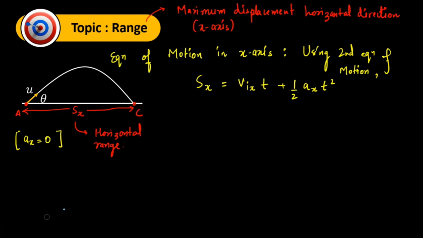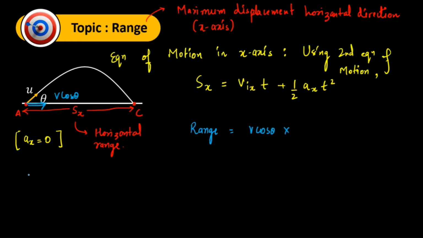If we substitute the values here, Sx can be written as range, which is equal to the initial velocity in x-axis, that is the horizontal component, which is supposed to be v cos theta. Always remember this: whatever component of velocity is along theta is going to be v cos theta, and whatever component of velocity is along y-axis is going to be v sine theta. So here you can write v cos theta times time.